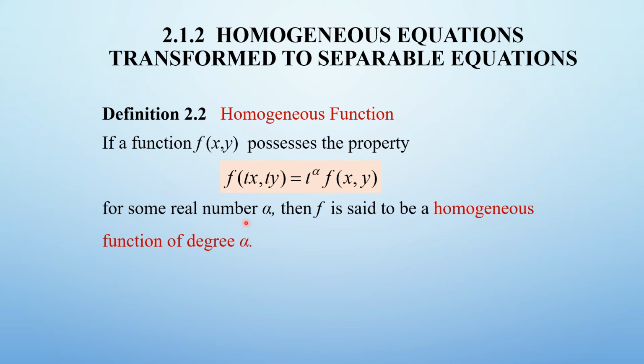Okay, so suppose we are given a function f containing two variables x and y. Now we want to identify whether this function is homogeneous or not by doing the following. Replace x by tx, replace y by ty for the given function, and see the end result. If at the end we get this expression, f of tx, ty is equal to t to the alpha, where alpha is a real number, multiplied by the original function f of x, y, then this function f of x, y is said to be a homogeneous function of degree alpha.